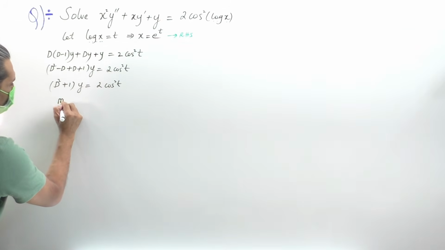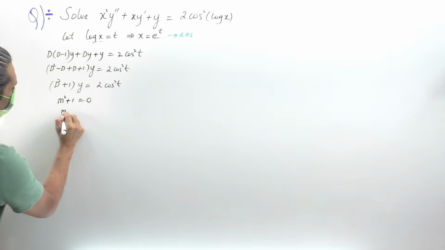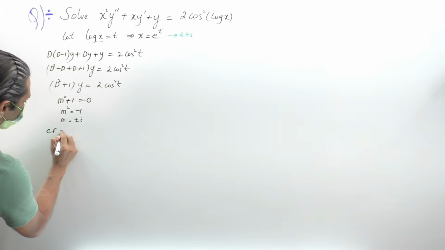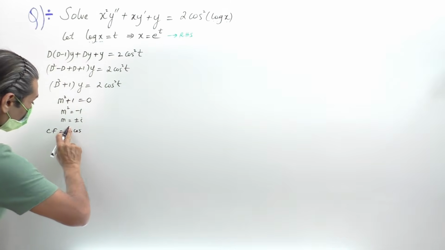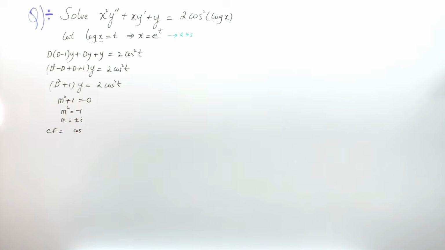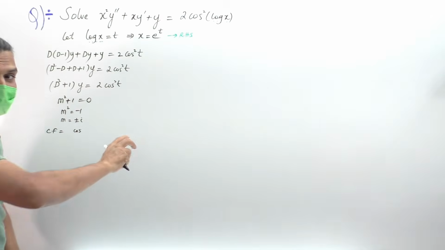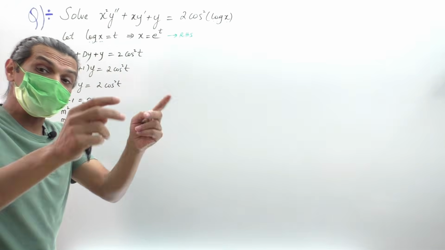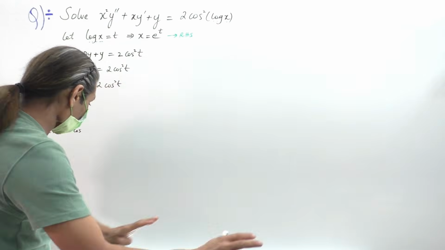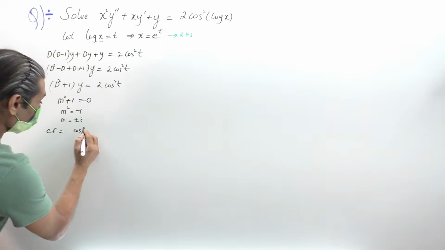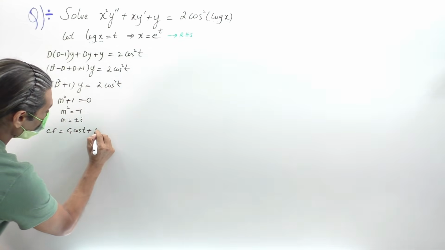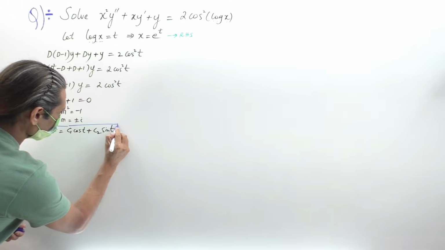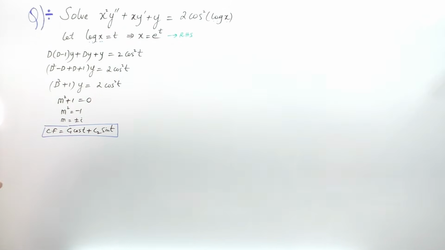How to find CF? m² + 1 = 0. So m² = −1, m = ±i. So the complementary function will be C1 cos of... many people make a mistake here in the examination. Be careful, right side is not x because we have the habit of writing x. Here right side is t. Later in the solution we will replace by x. Agreed? So, CF is C1 cos t + C2 sin t. This is my CF. Please underline the CF. You will get marks for this.